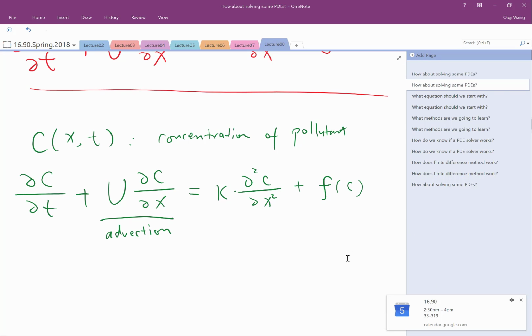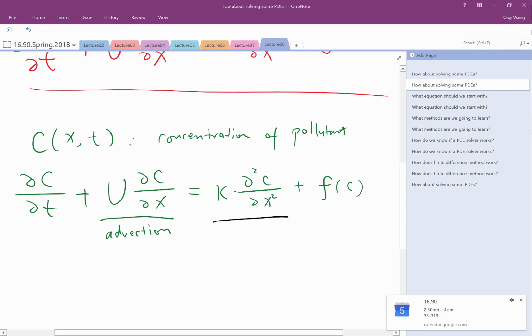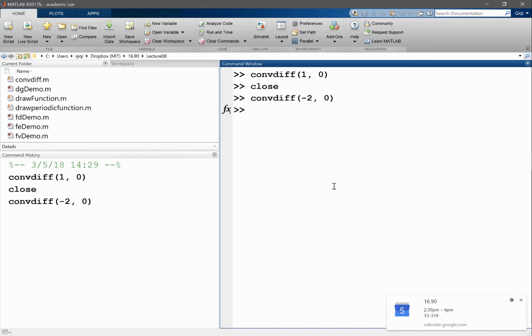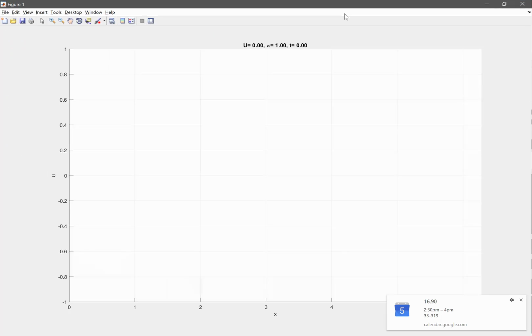Now let's focus on the effect of this kappa term. The kappa term is a term that is proportional to the second derivative of x. What does that term do? Can somebody give me a kappa to use? So I'll basically make u equal to 0 and kappa equal to what? 1? Okay. So can you please come and draw an initial condition for u equal to 0, which is no advection, but kappa equal to 1?